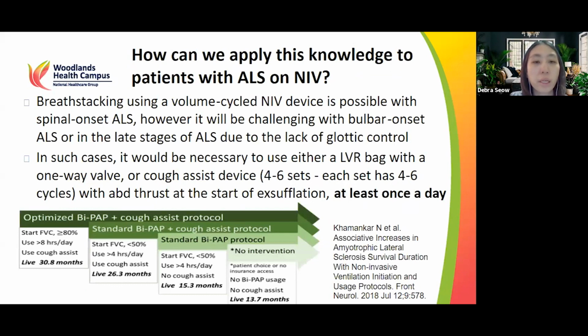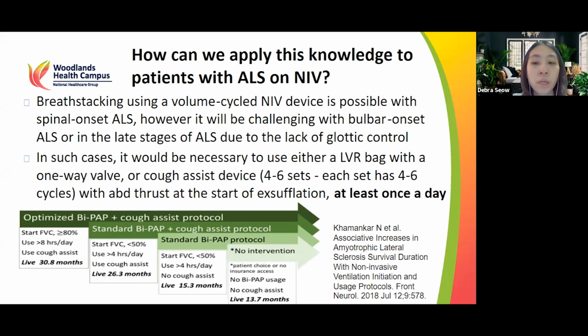So basically, breath stacking using a volume cycle NIV device is possible with spinal onset ALS, but it may be more challenging with bulbar onset ALS or in the late stages of ALS because of the lack of glottic control. Sometimes you may consider using an LVR bag with a one-way valve or cough assist device with an abdominal thrust at the start of exhalation at least once a day, preferably about 2 to 3 times a day if they can tolerate.